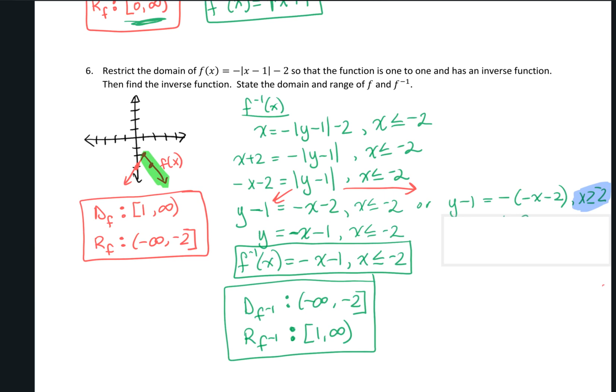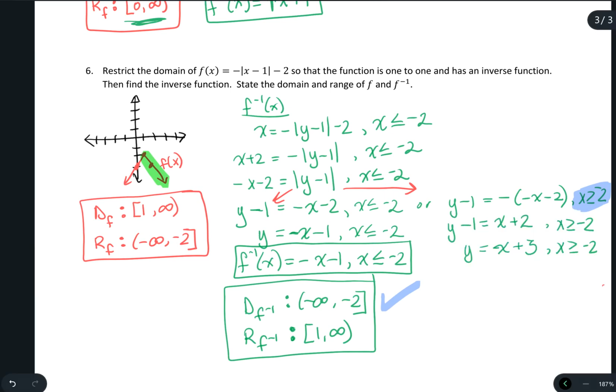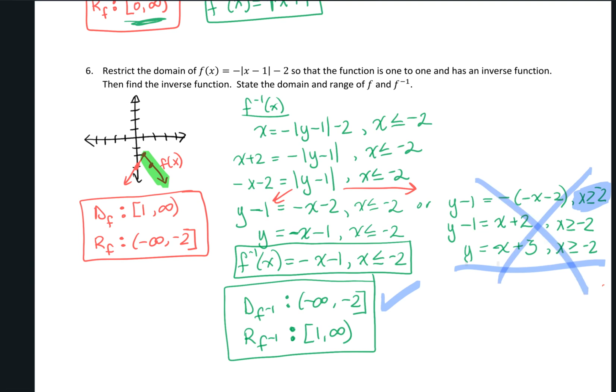And this is how I know that I don't want this one, because the domain that I chose was less than or equal to -2. But I could just continue to solve that one just to show you what it looks like. And so I end up with this one. So if I picked the other side to keep, then I would use this equation here. Okay? But I chose the right side after the vertex, so I keep everything that's boxed.